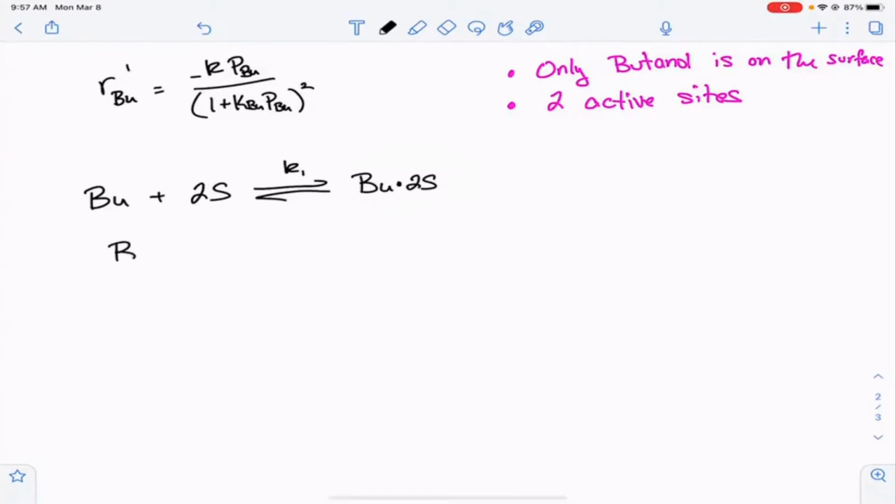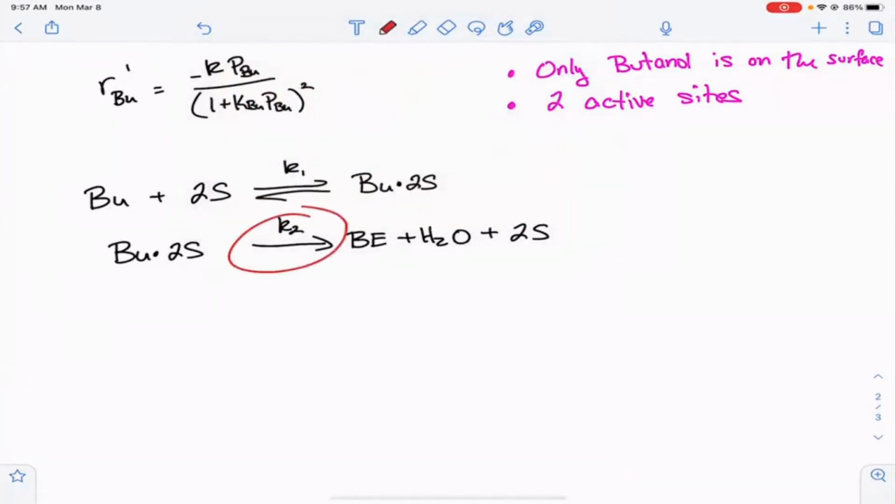And then this thing is going to react to give us our products, right? Because those are not adsorbed on the surface. So it has to give us that, plus 2s. And we're going to say that that is K2. The reason I wrote this as the irreversible step is that we're going to assume that that is the rate determining step. So let's do that.